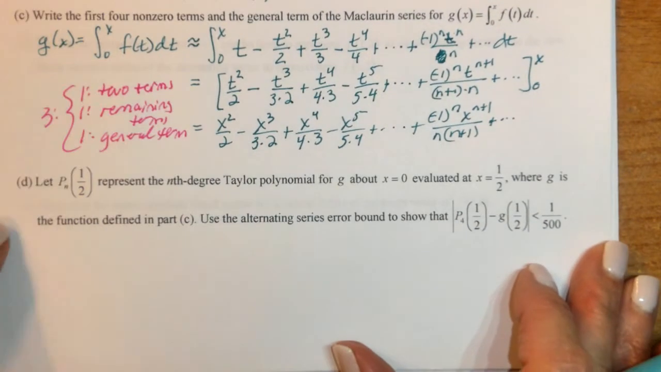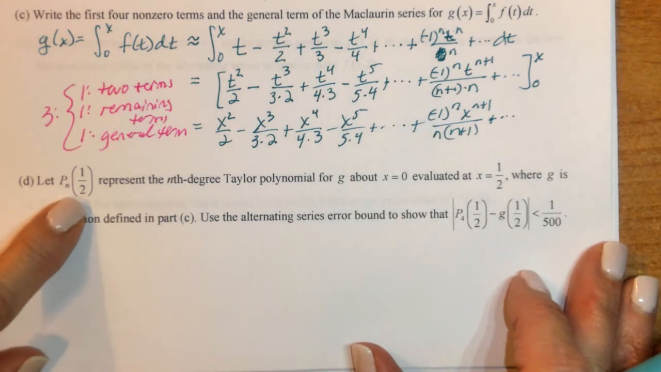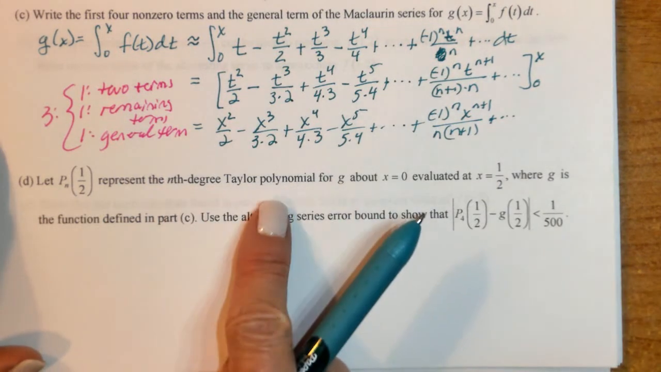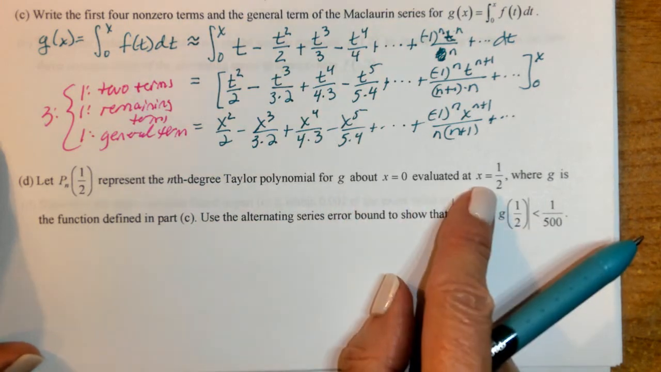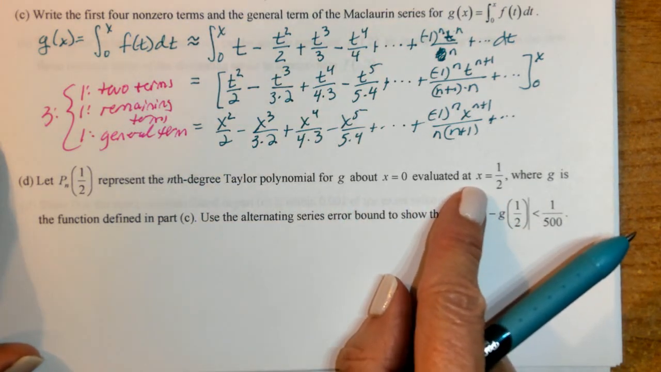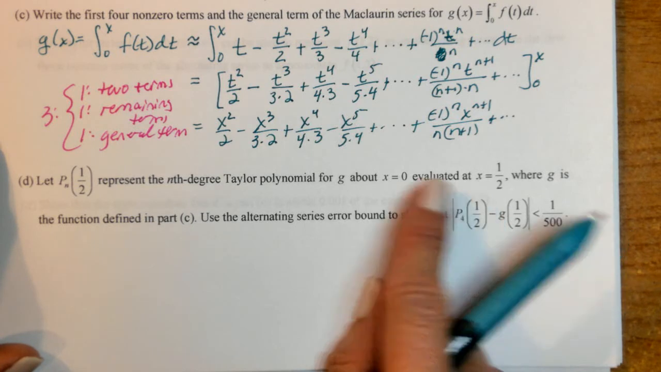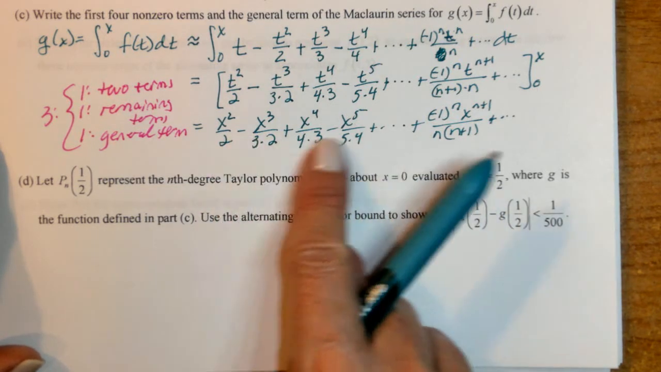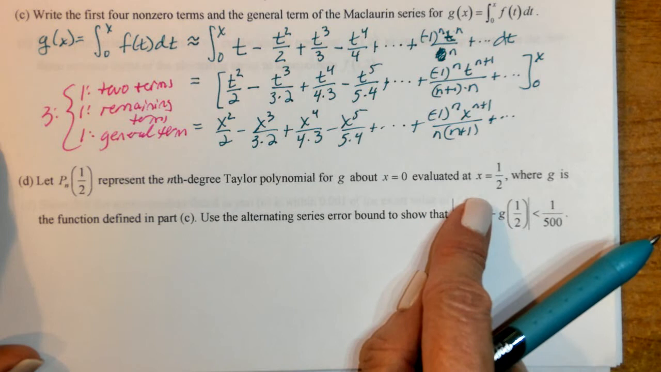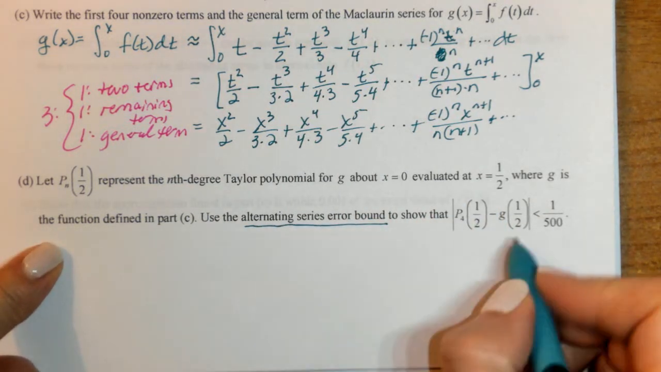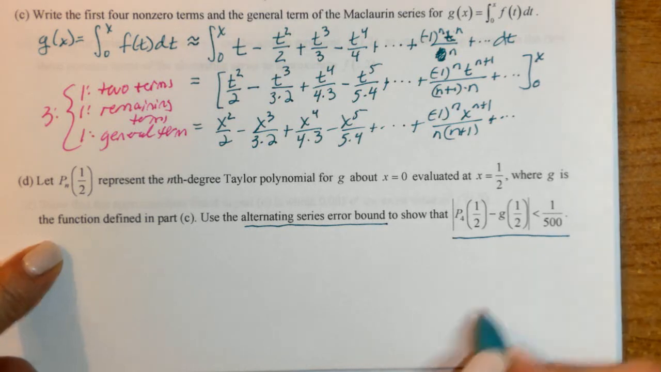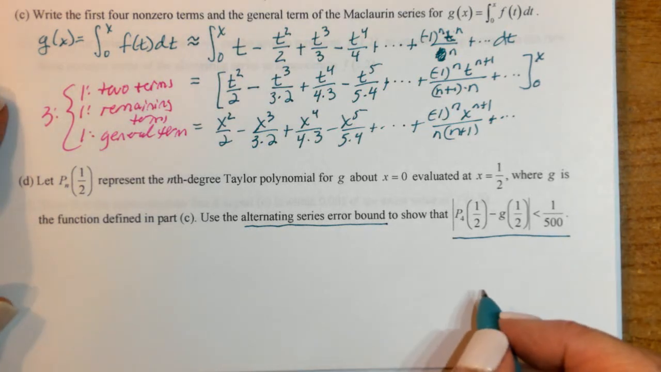All right, part D. Let P sub n of 1/2 represent the nth degree Taylor polynomial for g about x equals 0, evaluated at x equals 1/2. So we're replacing x with a half in our Taylor polynomial for g here. Use the alternating series error bound to show that this is less than 1 over 500.